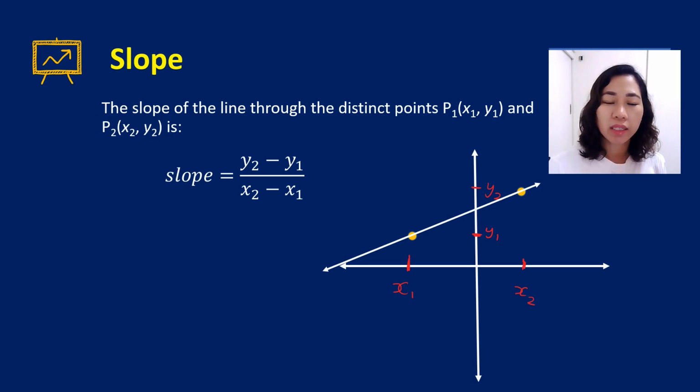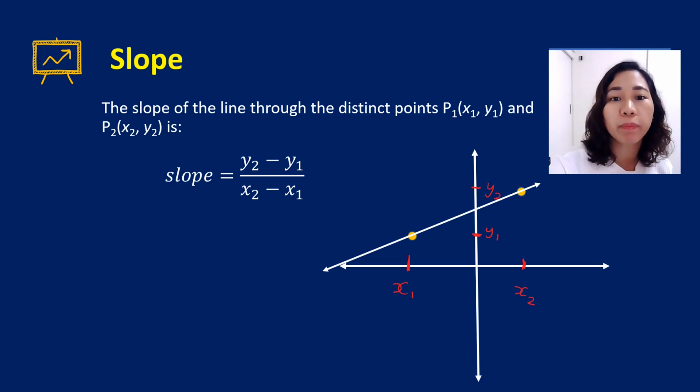Okay, so let us get the slope of the line through distinct points x1, y1, and x2, y2. Suppose I have my 2 points here. This is x1, y1. As you can see, x coordinate is x1, y coordinate is y1. This is my point, x2, y2. Okay, how do we get the slope? The slope is given by y2 minus y1. What is that?